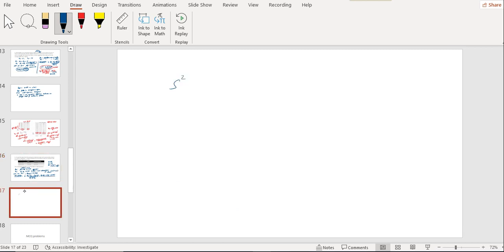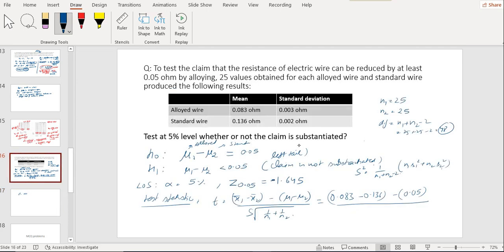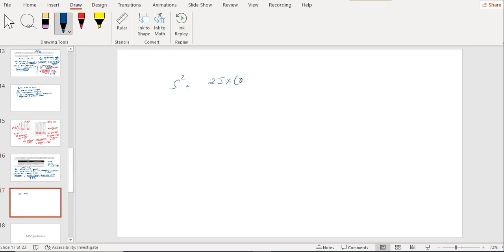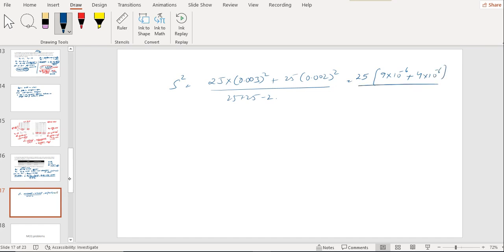What is capital S square? n1 into s1 square, s1 is 0.003 square, plus 25 times 0.002 square, upon n1 plus n2 minus 2. Now 25 is common, so 3 square is 9, 9 into 10 raised to the power minus 6, and 4 into 10 raised to the power minus 6, upon 48. So this is 25 into 13 into 10 raised to the power minus 6 upon 48.